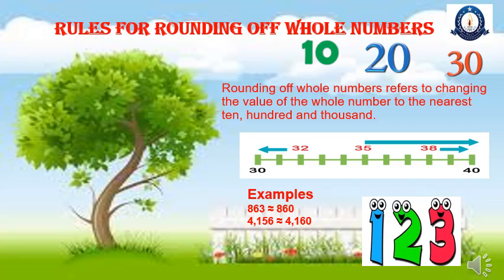Look at the number line. Numbers to the right have a greater value than the numbers to the left. 3 whole numbers we have to round off: 32, 35 and 38. 30 and 40, these two are benchmarks. 35 is the midpoint. Now look at here, 32. 32 is close to 30. When we round off, the answer will be 30.